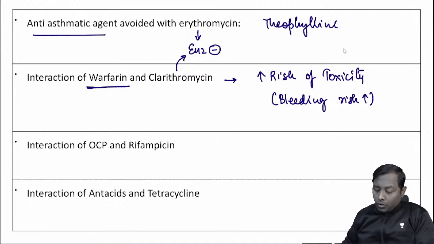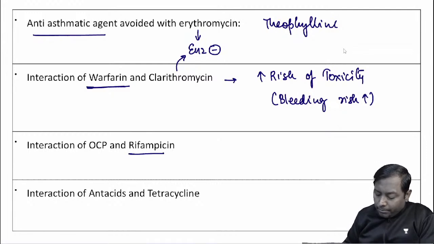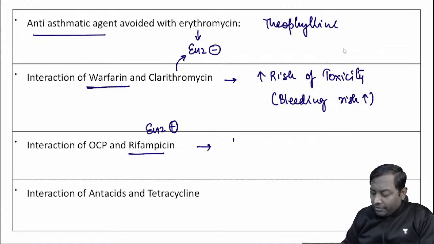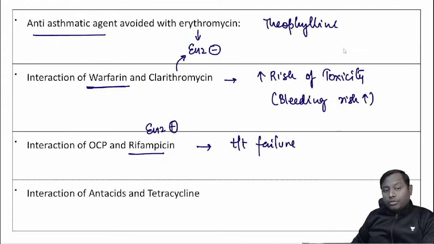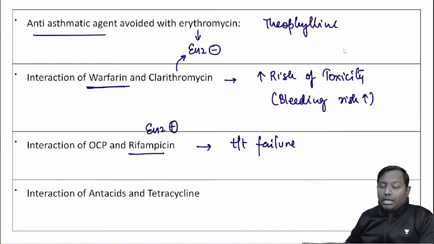Okay. Now, what about rifampicin? It's a very potent enzyme inducer, and therefore rifampicin will always cause treatment failure. They always cause what? Treatment failure. And therefore, if a person who is on OCP contracts, let's say, TB and she is on rifampicin, it is always advised to take an alternative modality of contraception. Okay, remember that, because rifampicin is an enzyme inducer.